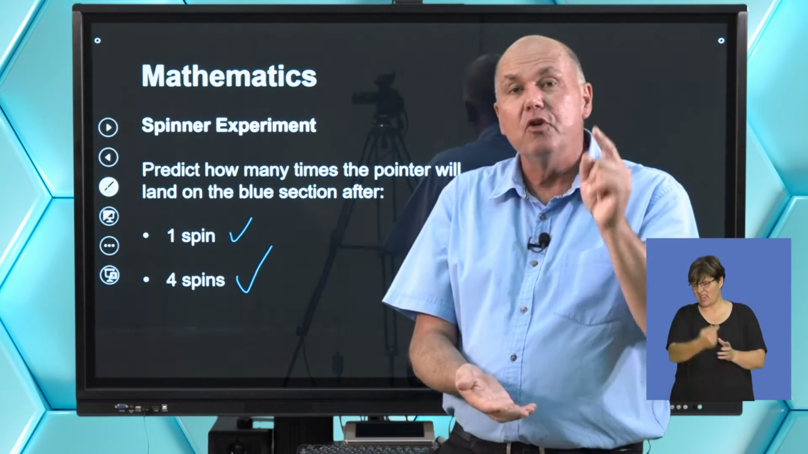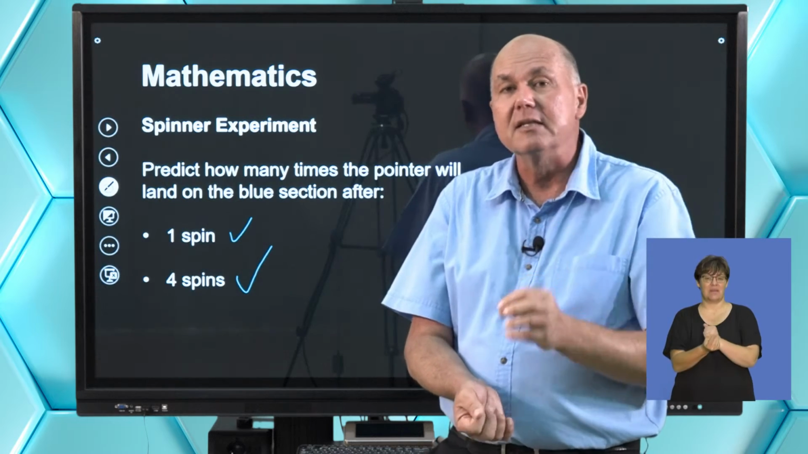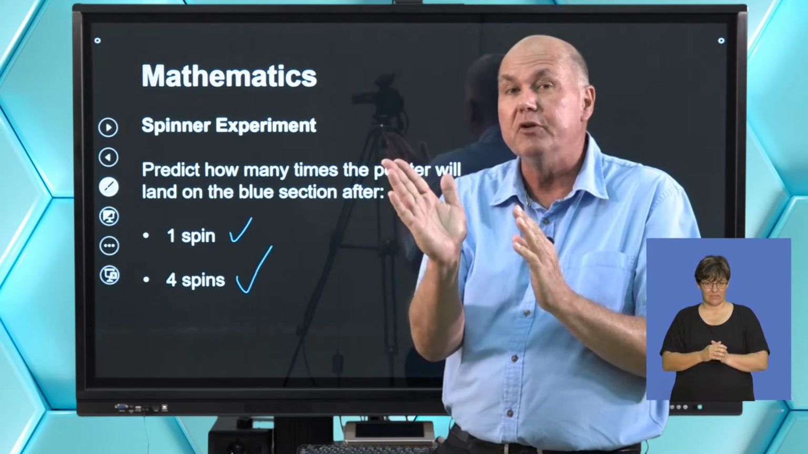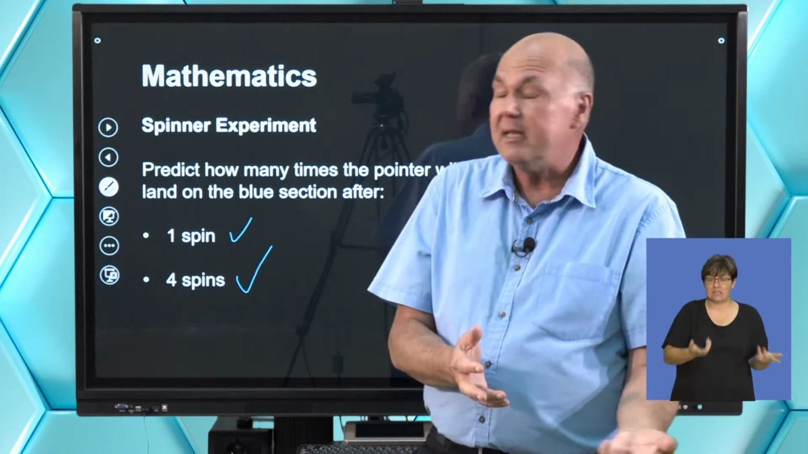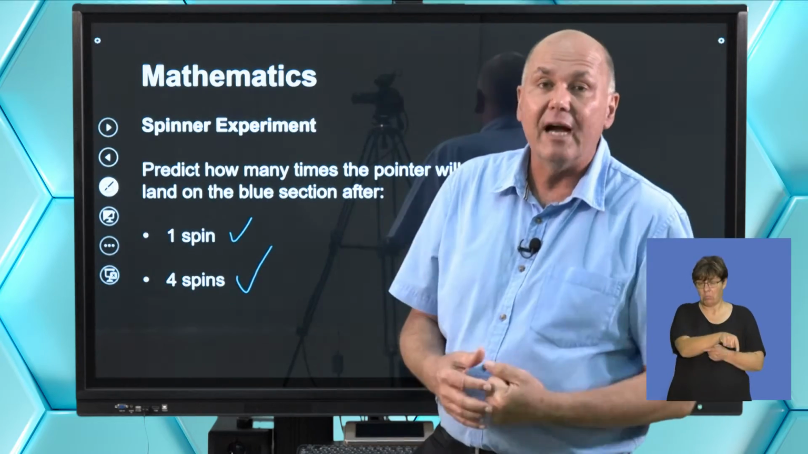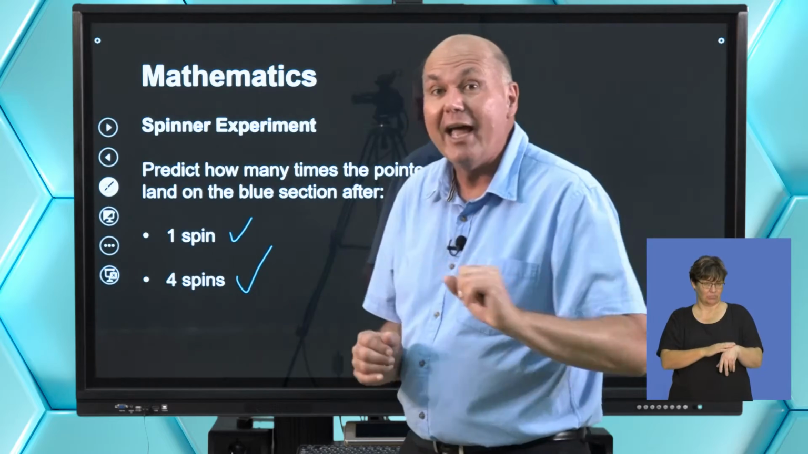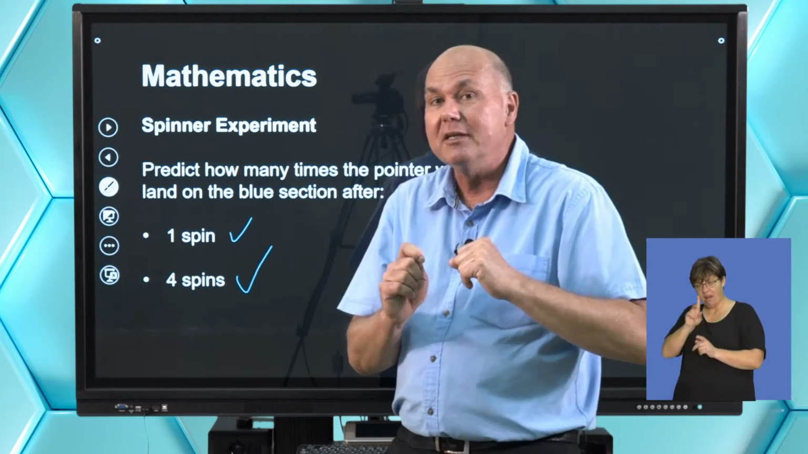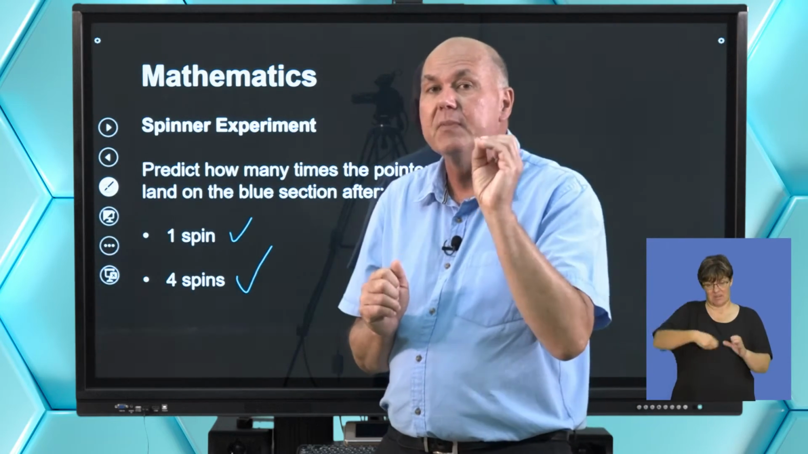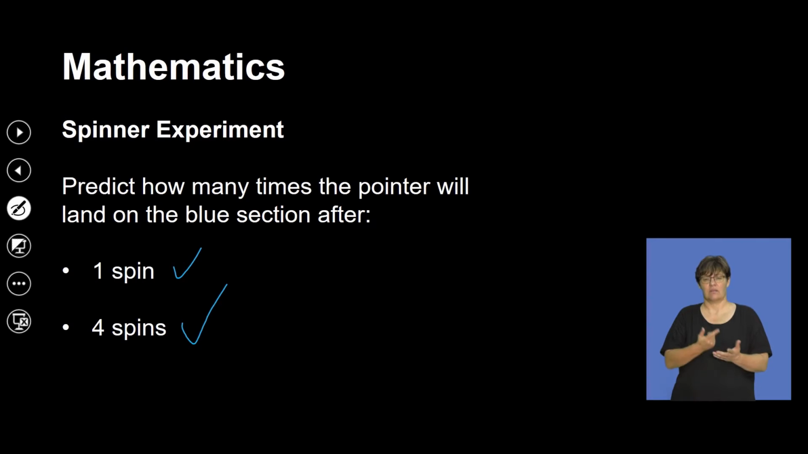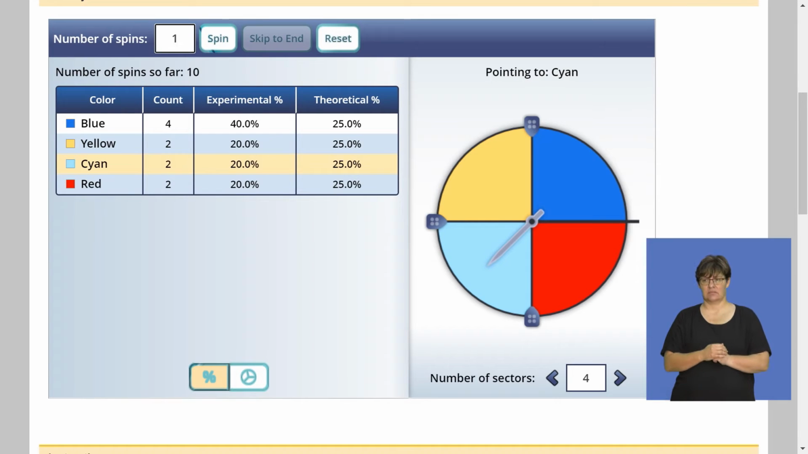How many of you think that there's a chance that the needle will point to a blue section? What about a red section, or a yellow section, or the cyan section? Well, let's have a look and see. I think it's time to actually step into the laboratory and look at a real spinner. Now, this spinner is something that we can call up, and here it is.